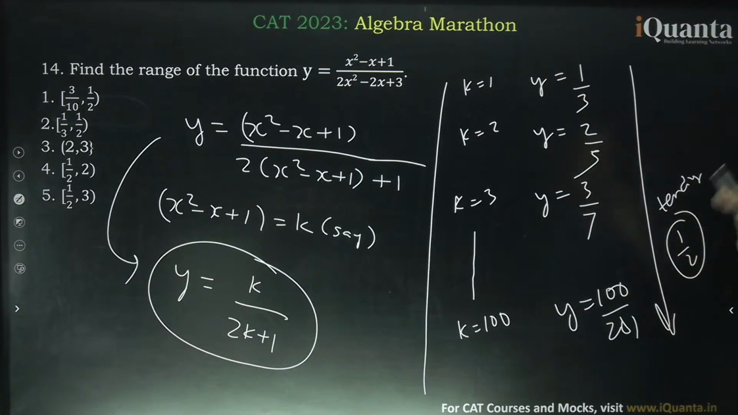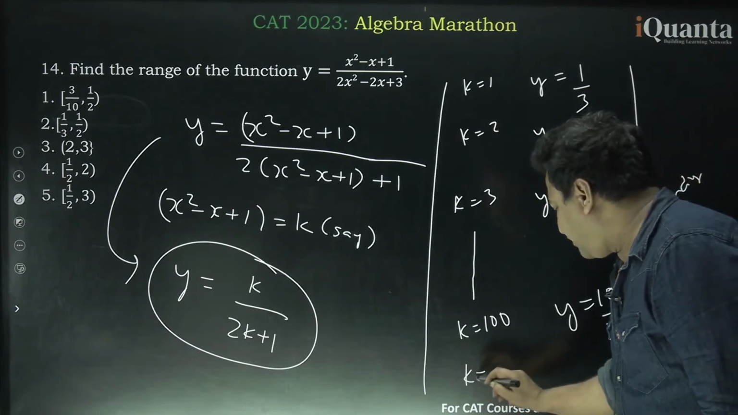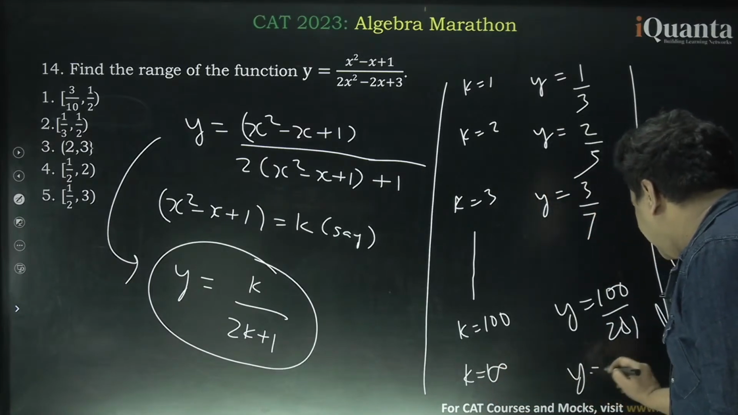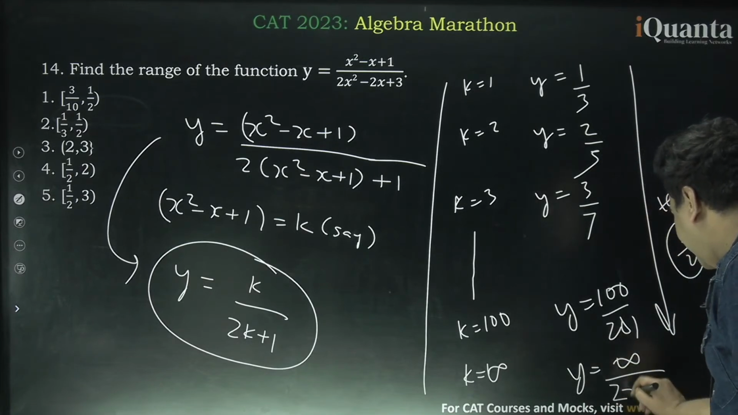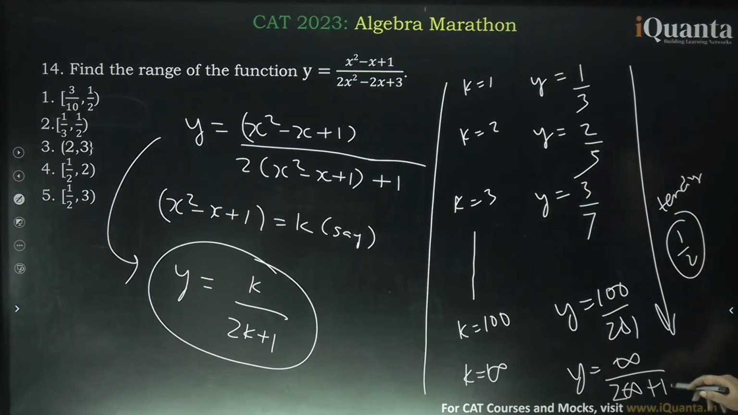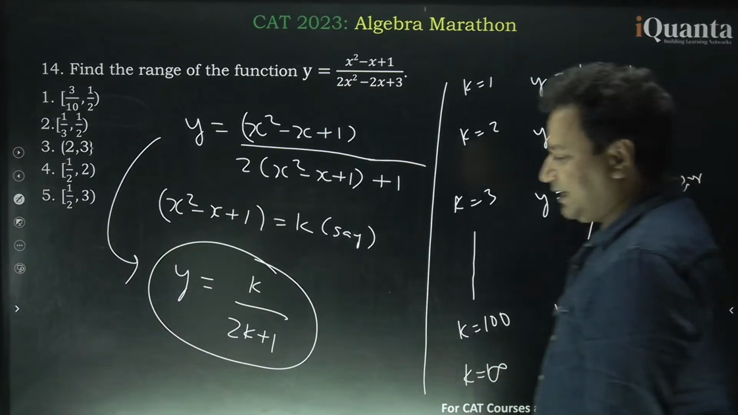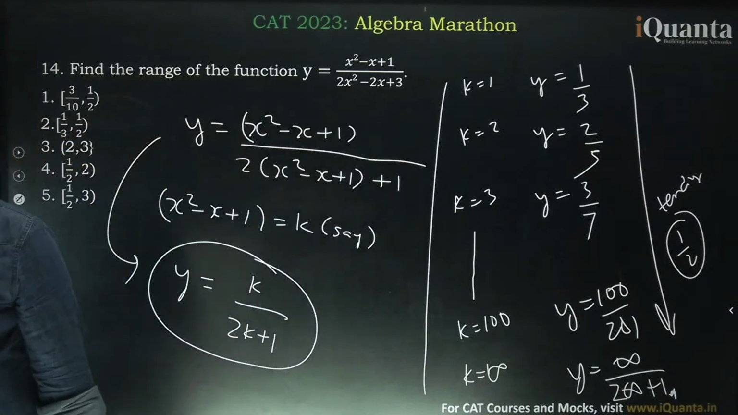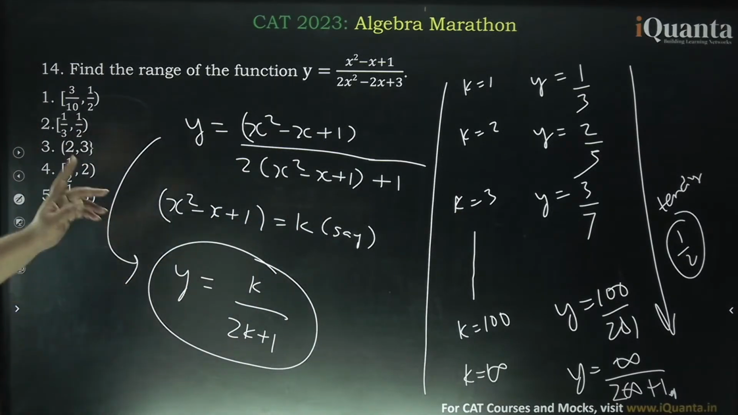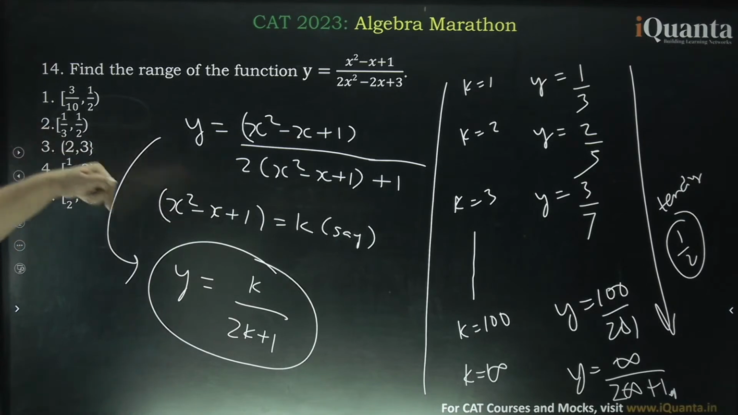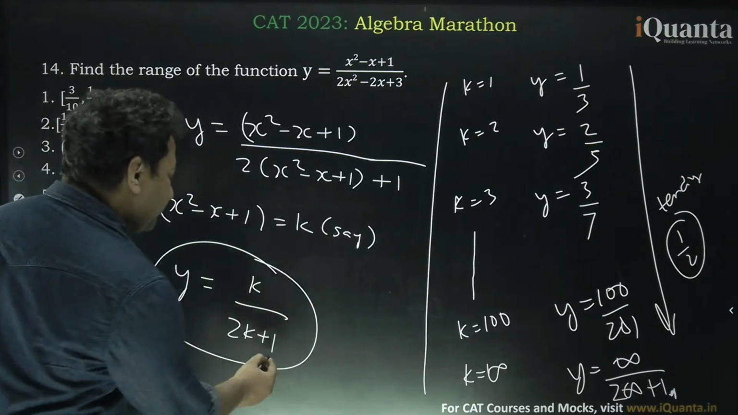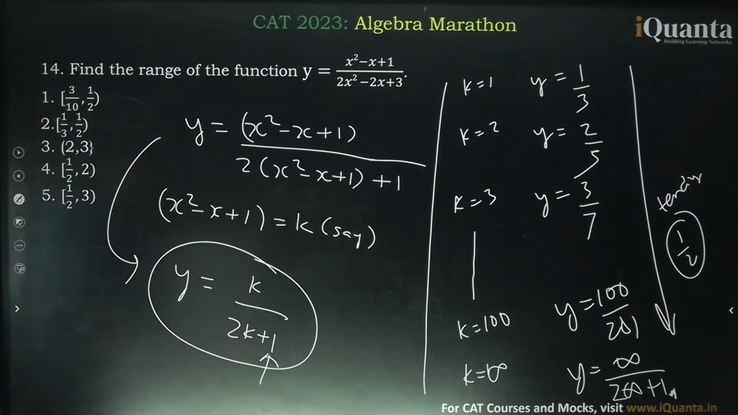Keep on increasing, this will keep on happening. So if k becomes infinite, y becomes infinite upon 2 times infinite plus 1. Now this 1, it is very small. This 1 will have no value at all. It will be negligible. So we can say that if k tends towards infinity, y tends towards 1 by 2, right? Because this plus 1 would have a value which is not substantial enough.